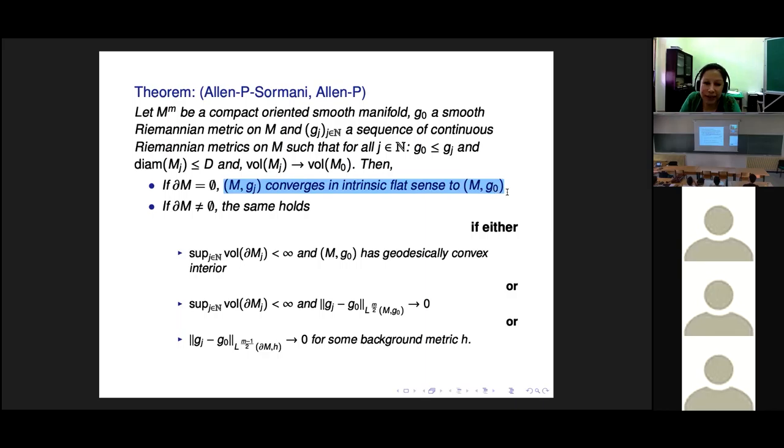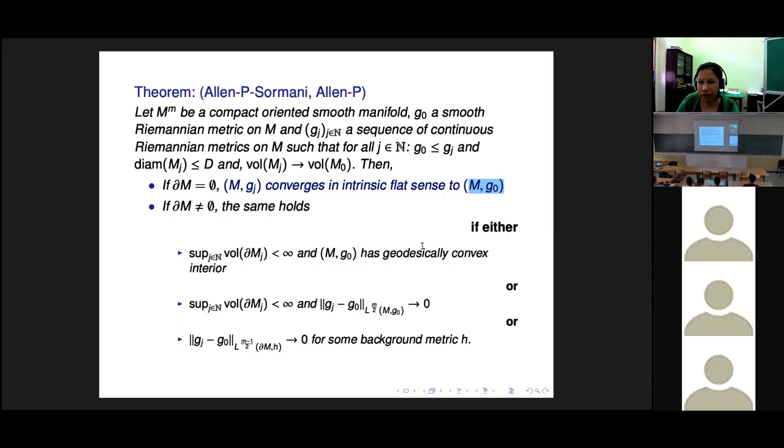This is very nice because, first, there are compactness theorems for intrinsic flat distance, but you don't know what the limit is. You only know that it's an integer rectifiable space. So it's good to know where you want to converge. This is the novelty of the theorem. And the second part is that if you have boundary, then you also converge to M with g0 if you ask for other conditions.